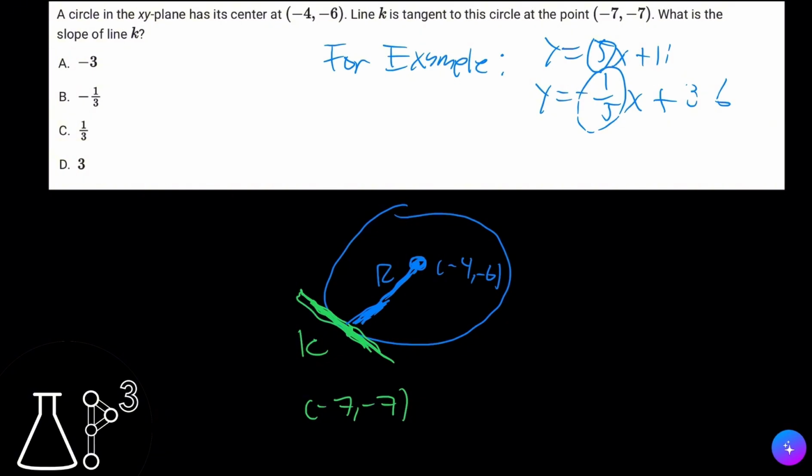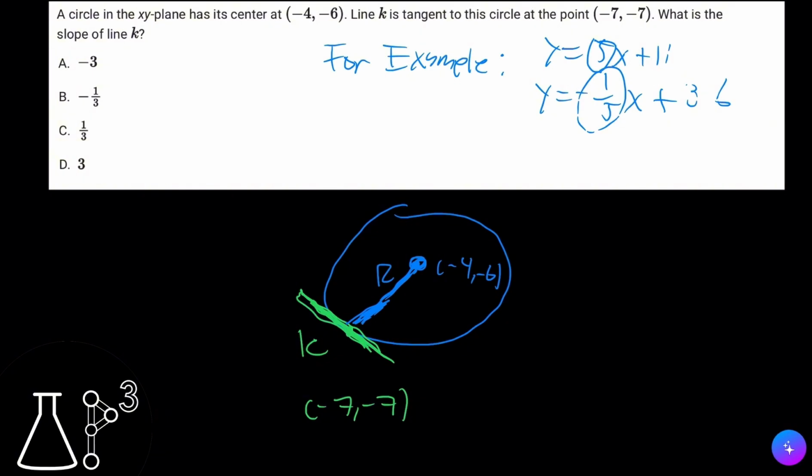And this is the type of question. Anytime it gives you that line K is tangent to the circle and we're looking for the slope of K, the slope of the radius is always going to be reciprocal to the slope of the line K, or the line K is going to be reciprocal to the slope of the radius. But how can we look for the slope of either one?